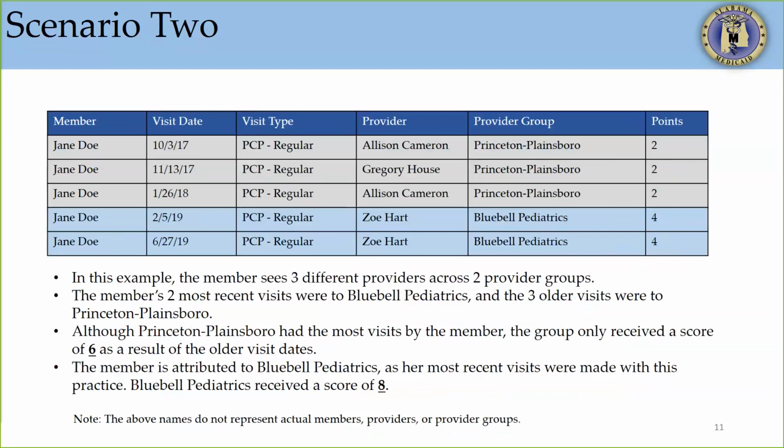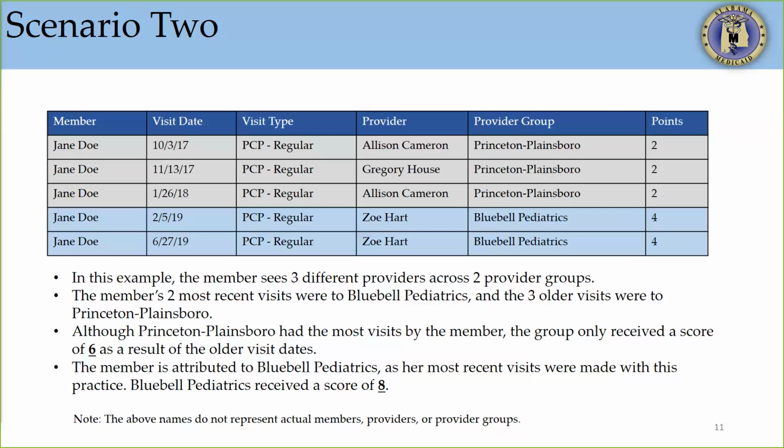Our next example focuses on recency of visits. In this example, our recipient, Jane, sees 3 different providers across 2 provider groups. This particular member's 2 most recent visits were to Bluebell Pediatrics, and the 3 older visits were made to Princeton Plainsboro. So although Princeton Plainsboro had the most visits by this member, the group only received a score of 6 as a result of the older visit dates.